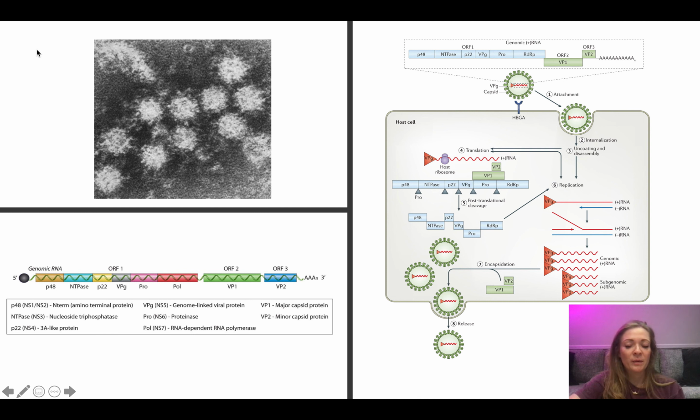VP1 and VP2 form a capsid that encapsulates the norovirus genome up until the point of human exposure, whereupon VP1 binds to histoblood group antigens, HBGAs, which are glycans expressed on the surface of specific host cells present in saliva and other body secretions, where the capsid can then be internalized, uncoated, and disassembled, allowing for positive RNA transcription and translation within the cytoplasm of the host cell.